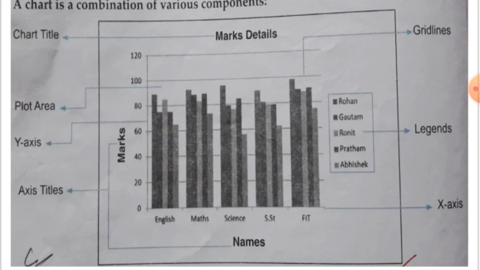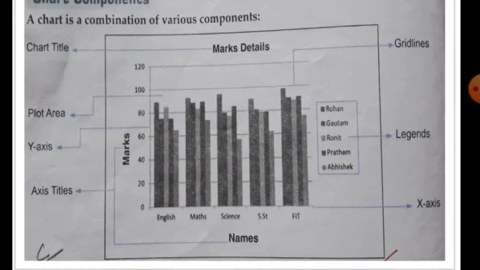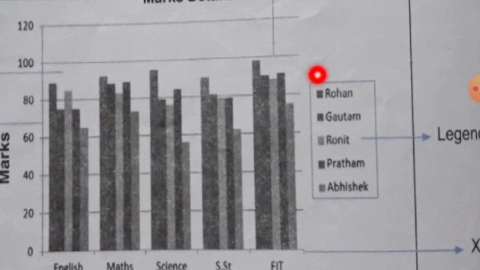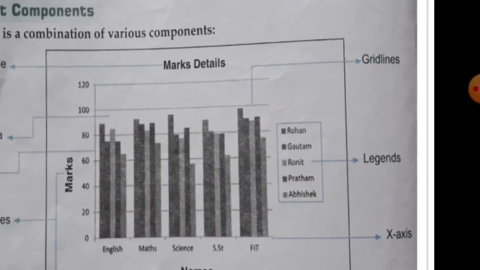Now the next is legends. These are used to identify each data series plotted in the chart uniquely with a different color or pattern. Legends are where the data are represented. You can see here this one. These all are called legends because these are the values. These are the forms which represent our data.